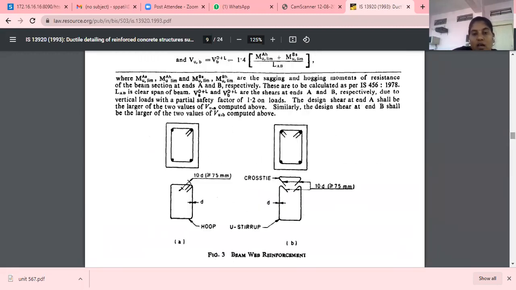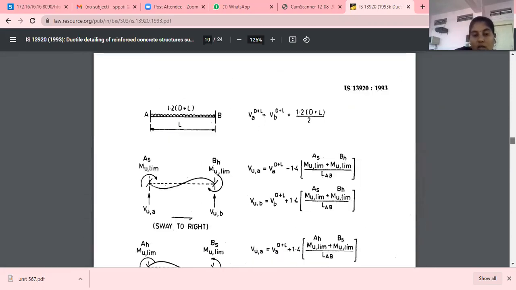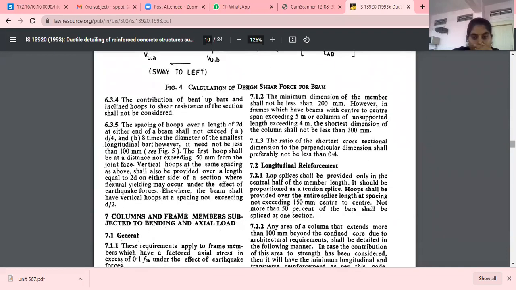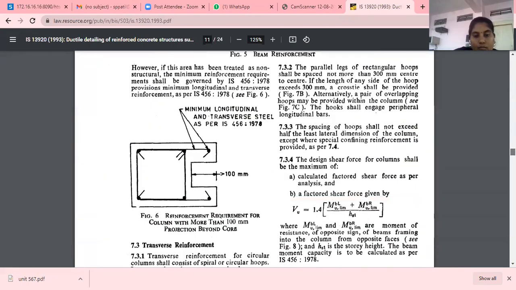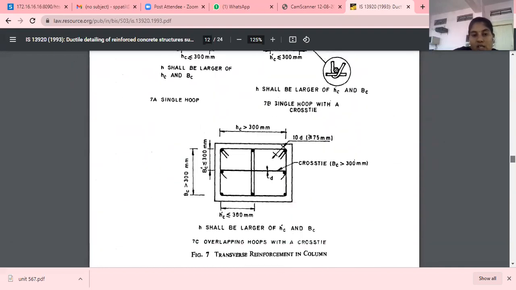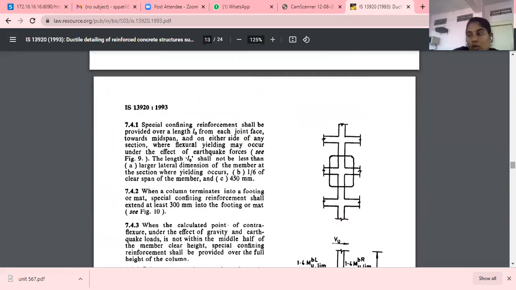Again, you can see the anchorage over here. You can see the main steel distributions, and the beam web reinforcement related factors they have also given. And after that, how to calculate the shear force for the beams is also given, along with the longitudinal reinforcement. Transverse reinforcement related details they have given. What is one hoop, what is two hoop, single hoop, double hoop, that concept also they have given here.